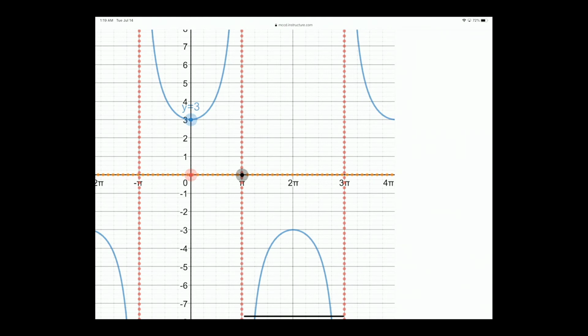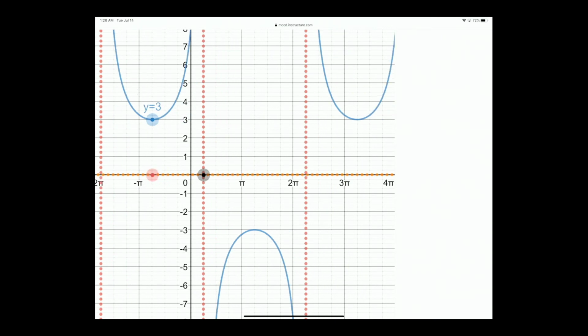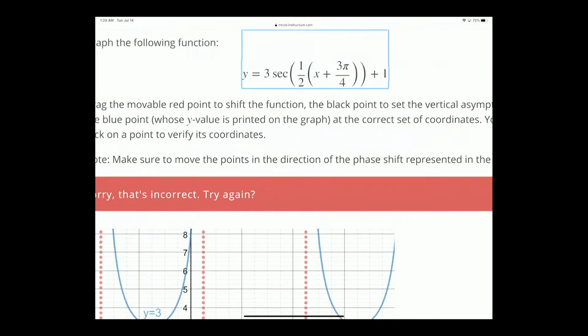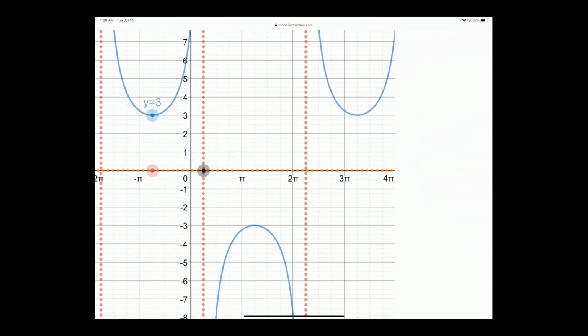Because the shift is 3/4 pi left. So you take the red dot and you just move it over 3/4 pi. And right, you can only move it in quarter pi increments, so that's the right one, right? 1 before you get to negative pi. What's left? +1. So the +1 is just everything up by 1.